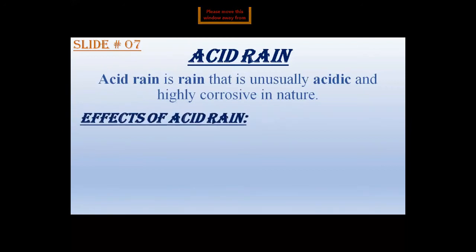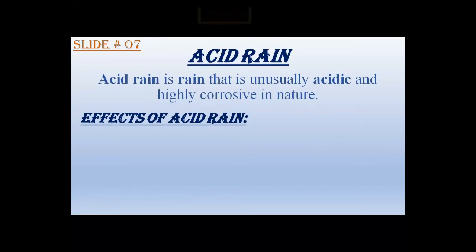What are the effects of acid rain? First of all, we will discuss the whole process of acid rain. Acid rain is caused by a chemical reaction that begins when compounds like sulfur dioxide and nitrogen oxide are released into the air. When these substances or gases are released into the air, they make it polluted. With the help of this polluted air, acid rain is caused.